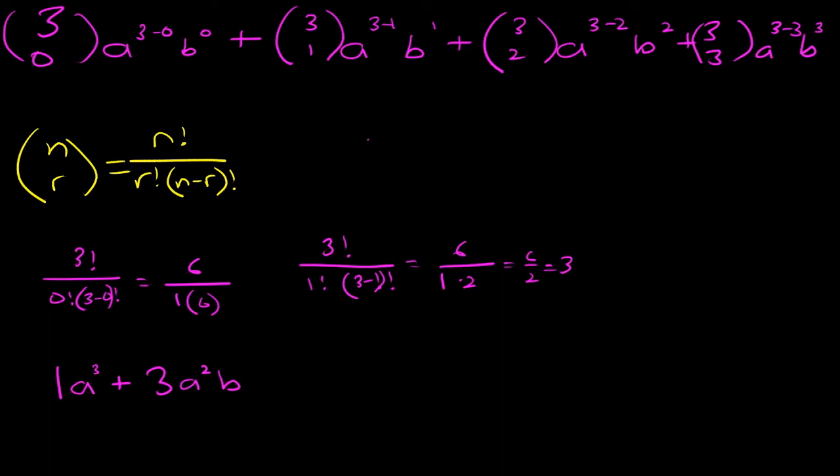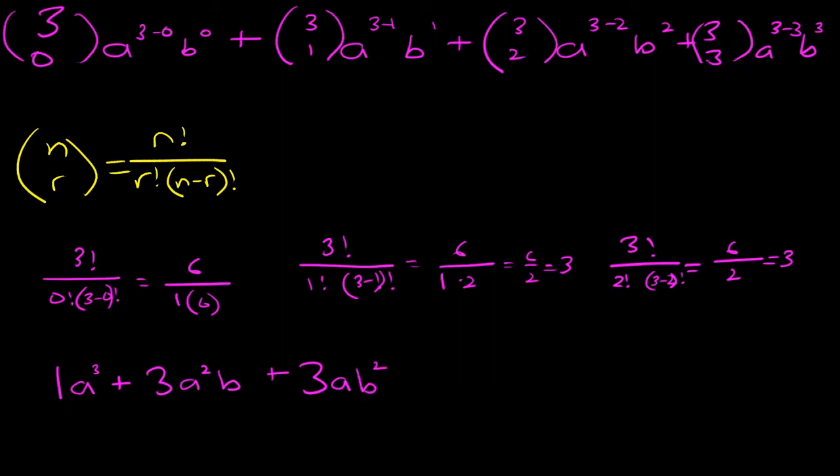Next, you have 3 choose 2. It's just 3 factorial over 2 factorial times 3 minus 2 factorial. Sorry, the factorial is outside the 3 minus 2. This is equal to 6 over 2 times 1 factorial, so 2. So this is 3. Plus 3 times a to the power 3 minus 2, so a to the power 1, which is just a, times b to the power 2.